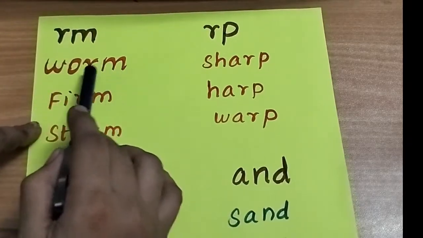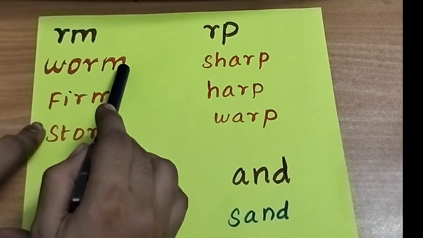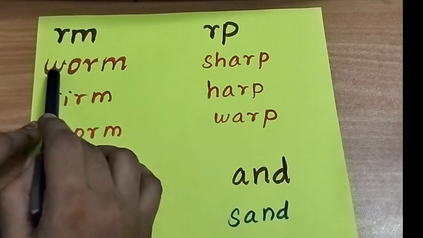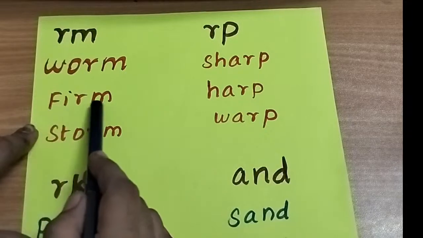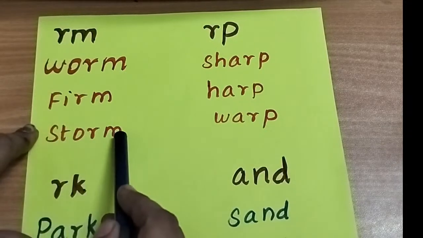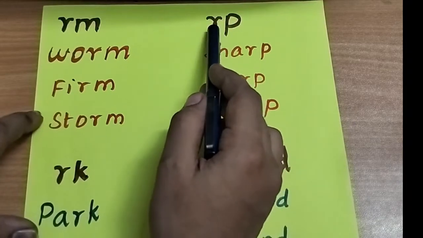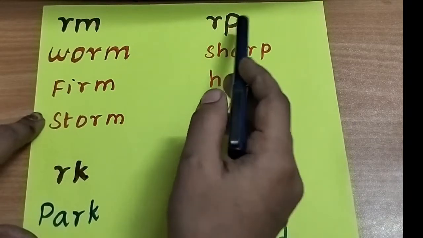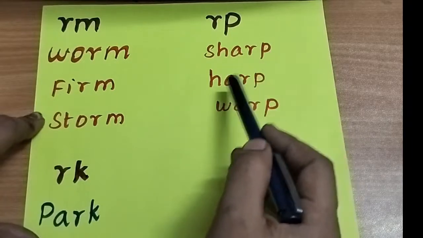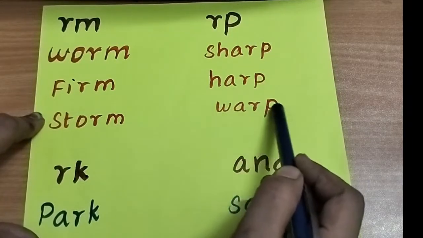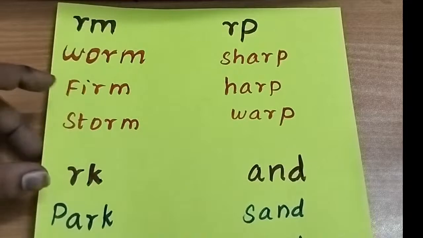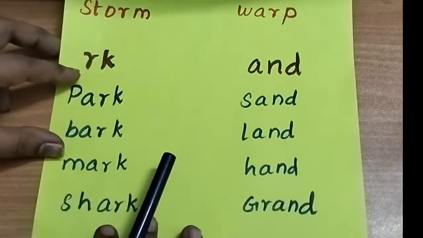In a word, if we have RM at the end, we have to pronounce warm, trim, strong. The next one, RP. The sound of R is R. Okay. Sharp, sharp, war. Next is RK and RD.